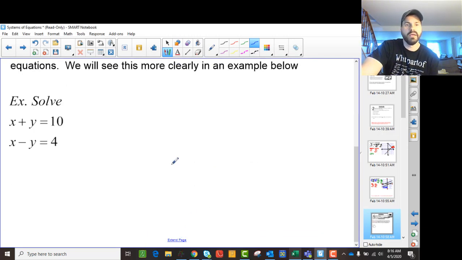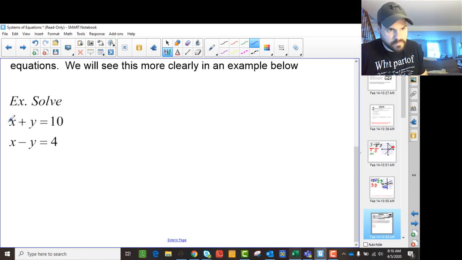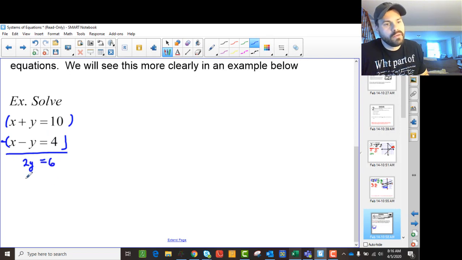This one's a pretty simple example, but essentially what we do is we say, looking at these two equations, the x values are the same. So I'm going to take this equation and subtract that equation. I'm going to subtract them. So x minus x goes away. y minus minus y gives me 2y, and 10 minus 4 gives me 6. So then I say, well, that means that y is equal to 3. And then I say, therefore, x plus 3 is equal to 10 if I substitute back into this equation. So that would mean that x is 7.